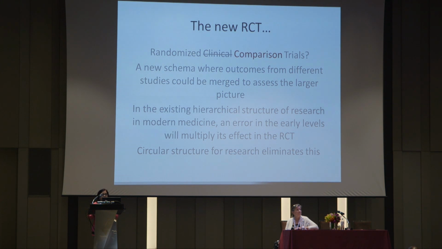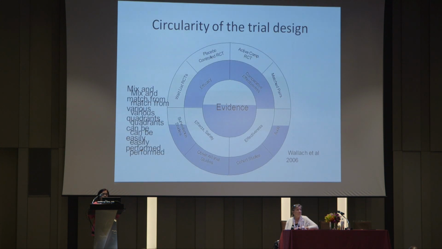In the existing hierarchical structure of research, errors at the early levels will multiply, as in the case of RCTs. Whereas in a circular structure, what I mean is evidence coming out of efficacy, comparative effectiveness, and also patient safety. This depends on the documentation of the Ayurvedic physician.